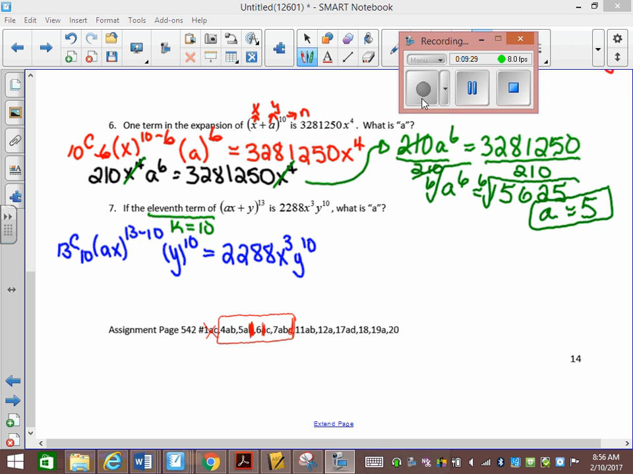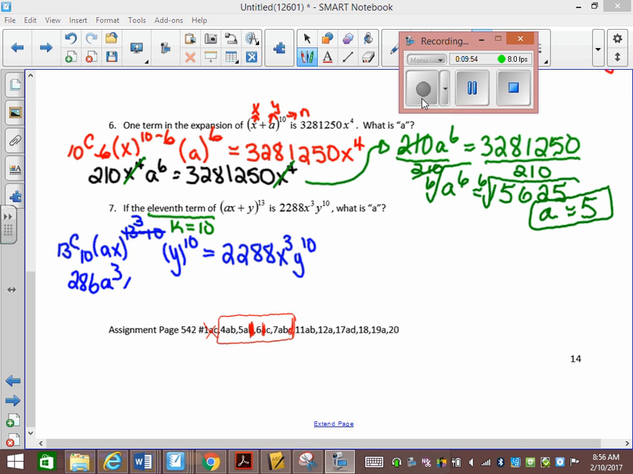There's one place where people error. See if you did it. 13C10 is what? Now this is 13 minus 10, so it's 3. This is the place where people error. This is a to the 3, x to the 3. People forget to put the 3 on the a, and your answer will be wrong because you won't cube root it.